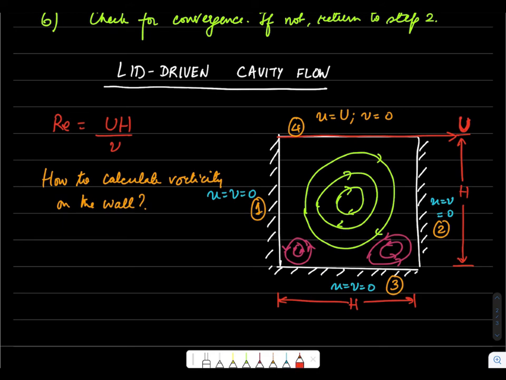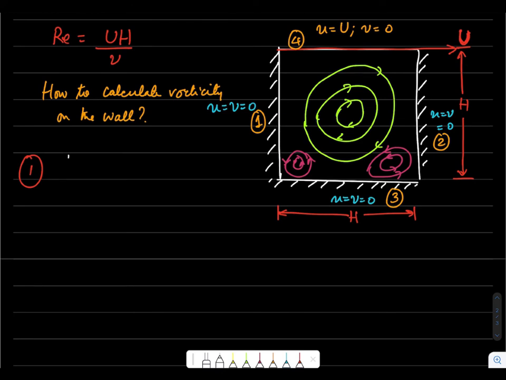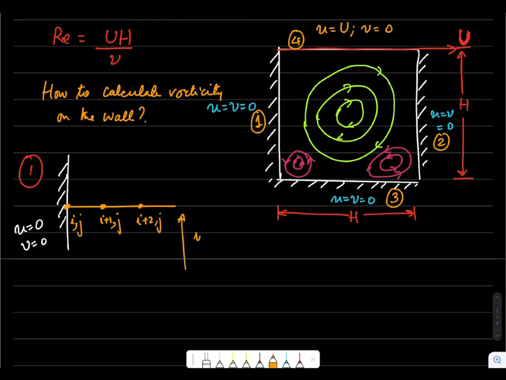So let's start with boundary 1. Boundary 1 is the vertical wall where u is 0, v is 0, and if I draw a grid there, let me label the grid points as i, j. We'll have i+1, j, i+2, j, and so forth at a particular elevation j. So this is the elevation j, and this is where I'm counting i.